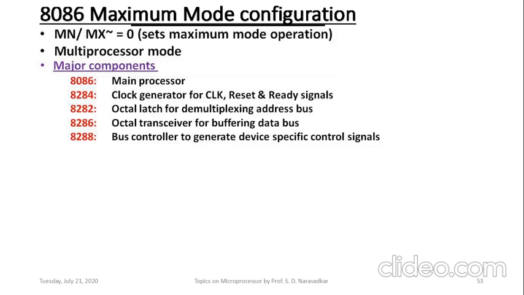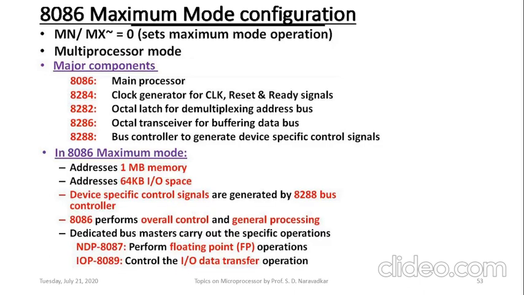Now here, in 8086 maximum mode, what does it support? As usual, it supports 1 megabyte of memory space. It addresses 1 megabyte memory. It addresses 64 kilobyte IO space. Again, 64K IO each of 8-bit or 32K IO each of 16-bit.